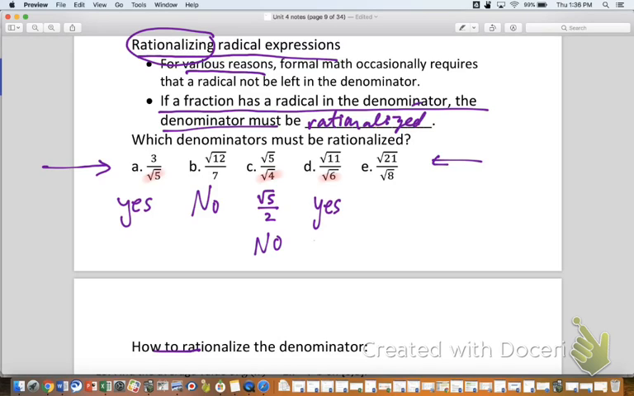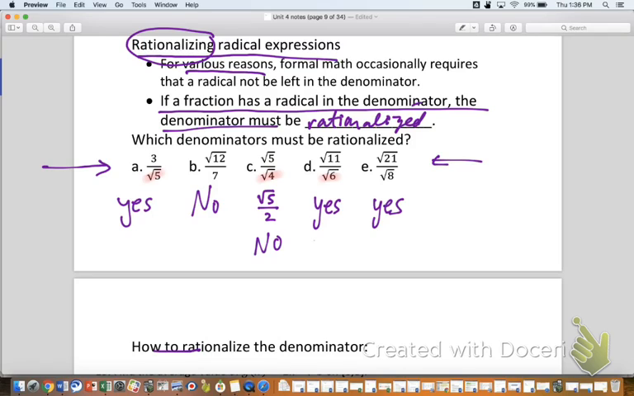Yeah, it is 2, but again, it's not an integer, right? It's not a perfect square. So I think the answer here is yes, this does need to be rationalized. Okay. What do you guys think as far as identifying when you need to rationalize? You okay with that? Okay.